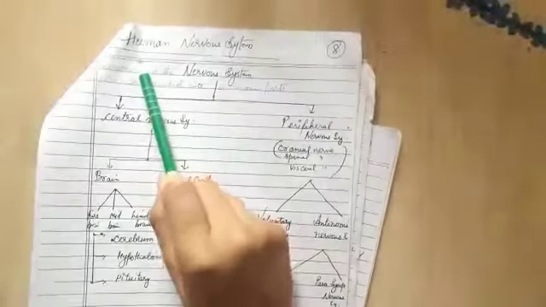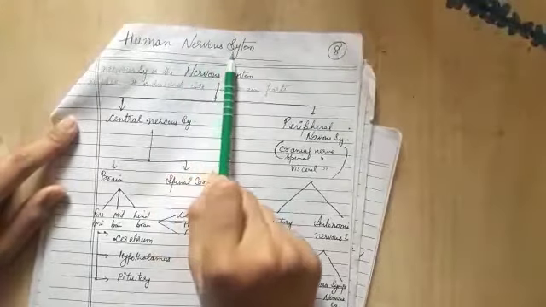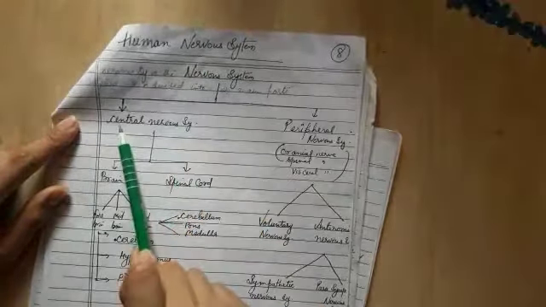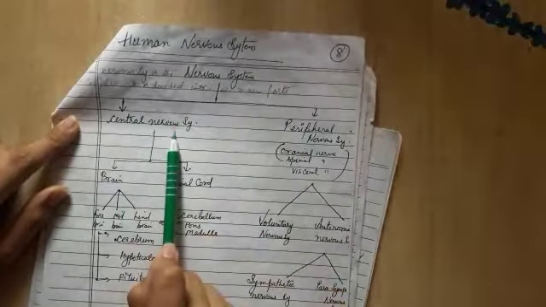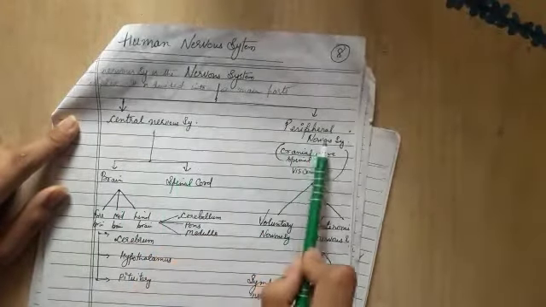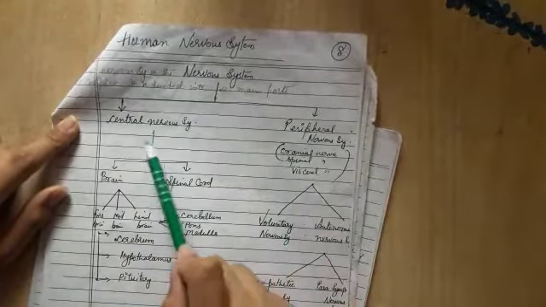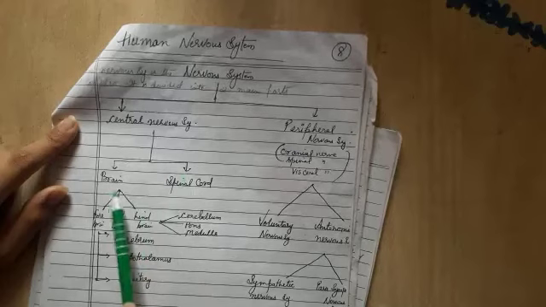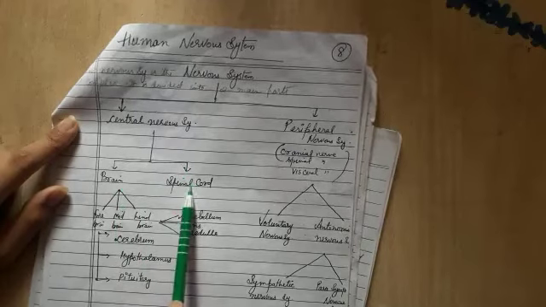Today we are going to study the human nervous system. The human nervous system is divided into two main parts, central nervous system and peripheral nervous system. The central nervous system is further divided into two parts, brain and spinal cord.